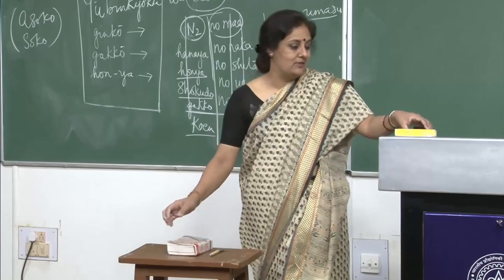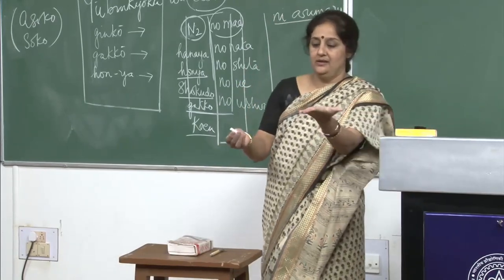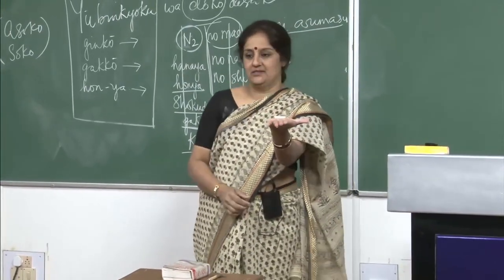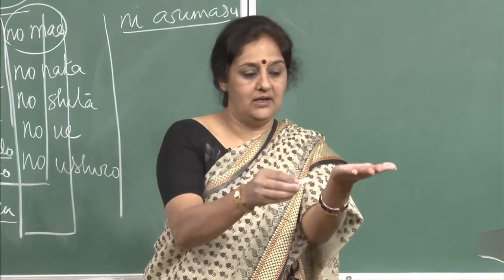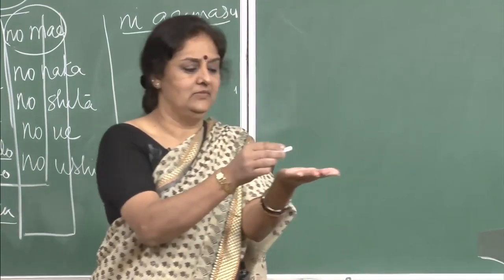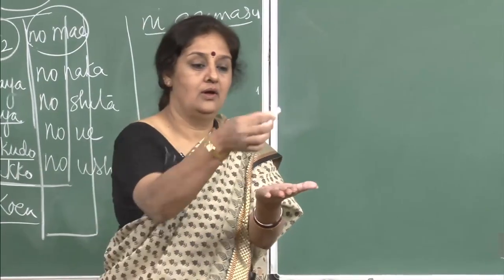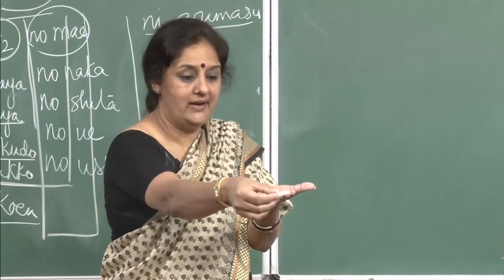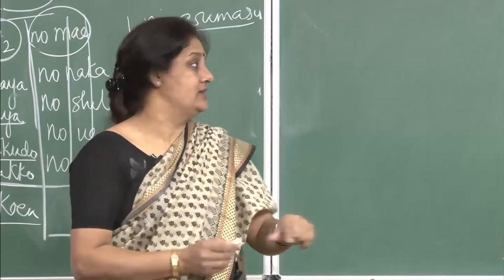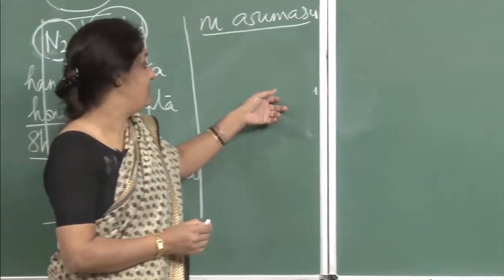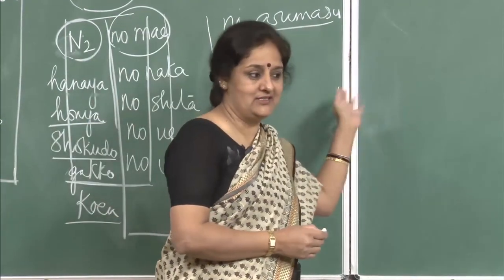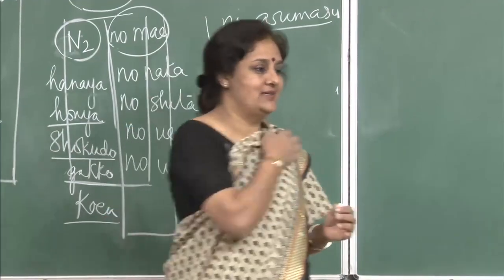For example, a very simple one, I have a chalk here in my hand. So well, chalk wa te no ue ni arimasu. Like this. Chalk wa te no shita ni arimasu, which means below or under. Chalk wa te no mae ni arimasu. This is from my side, mae ni arimasu. Chalk wa te no ushiro ni arimasu. In a similar manner, kokuban. This is a blackboard. So, kokuban wa watashi no ushiro ni arimasu. It is behind me. So, this is how you could practice.